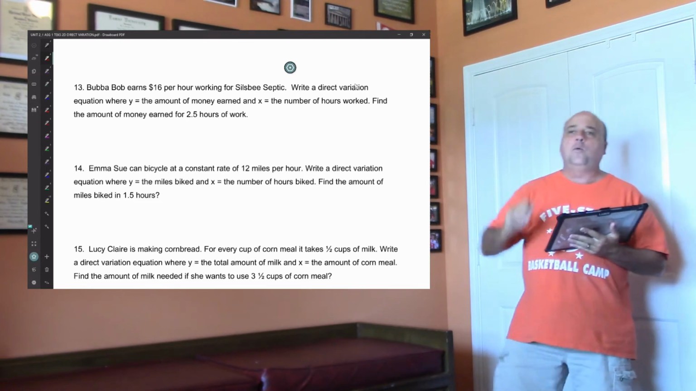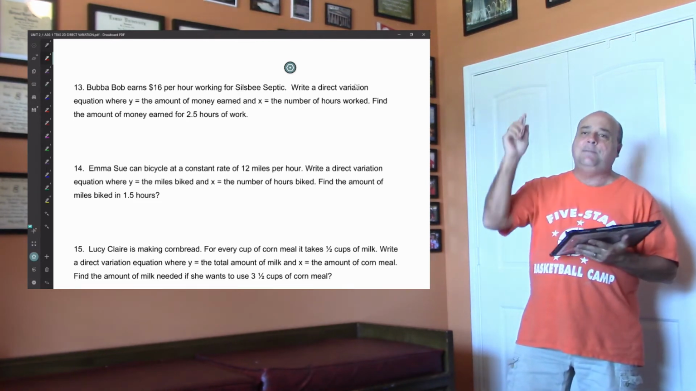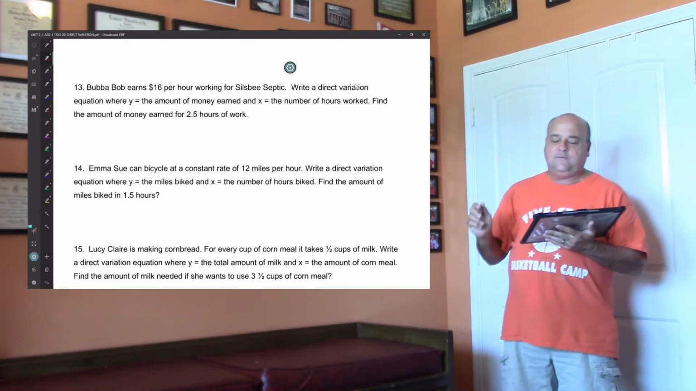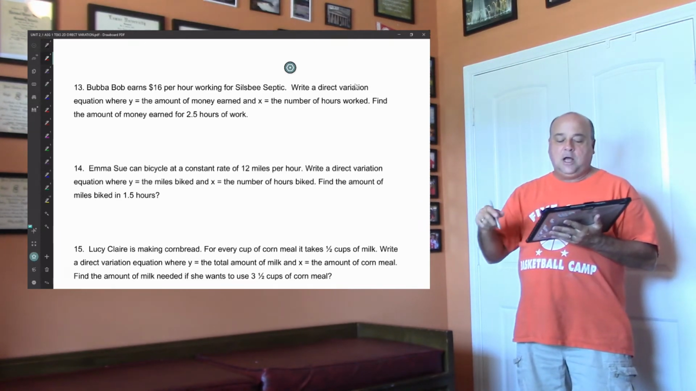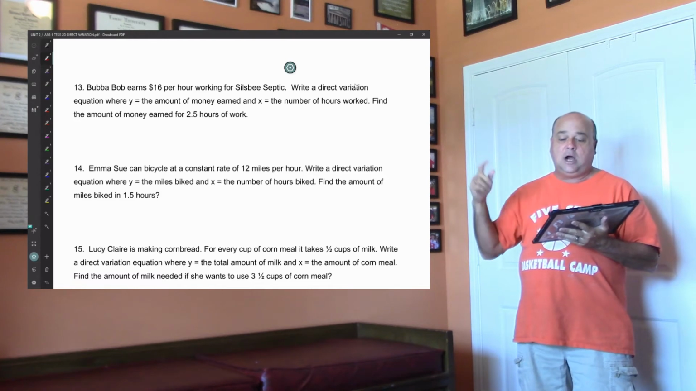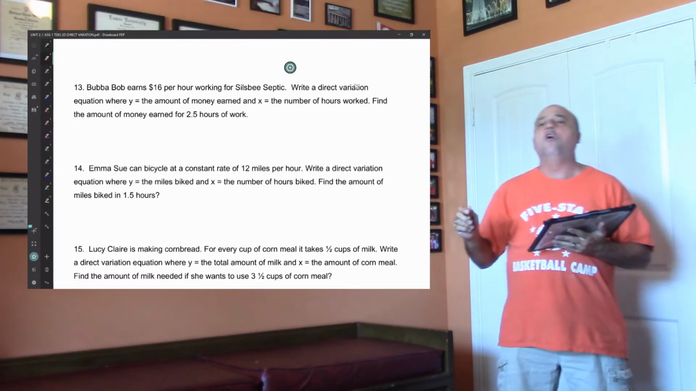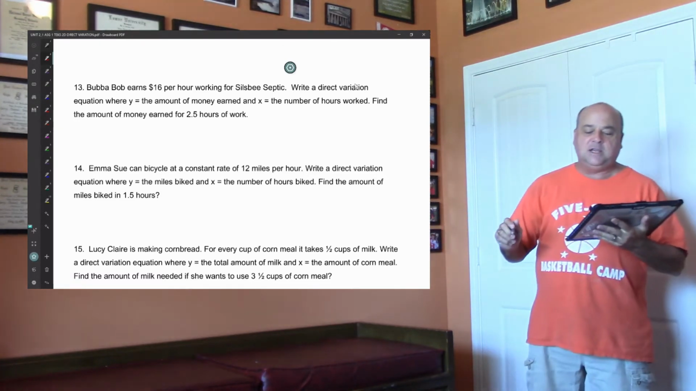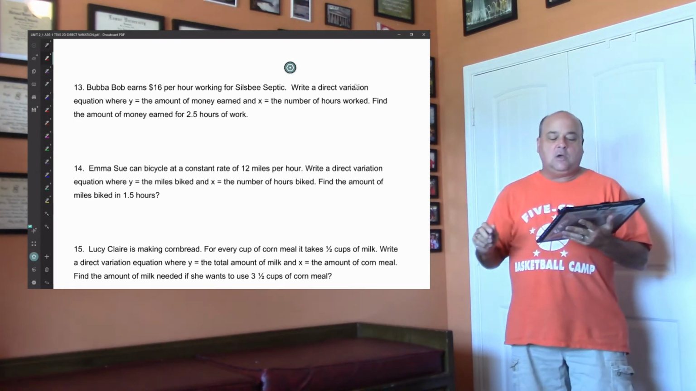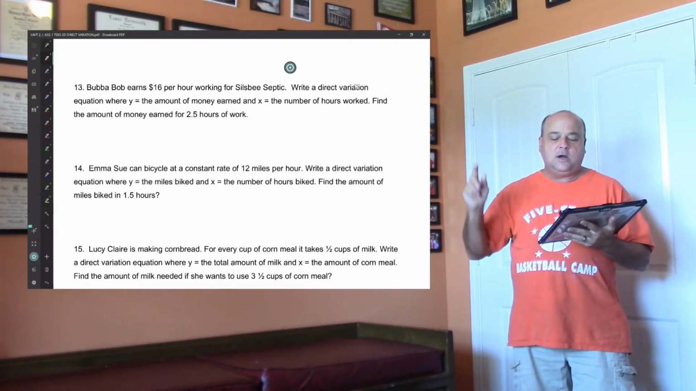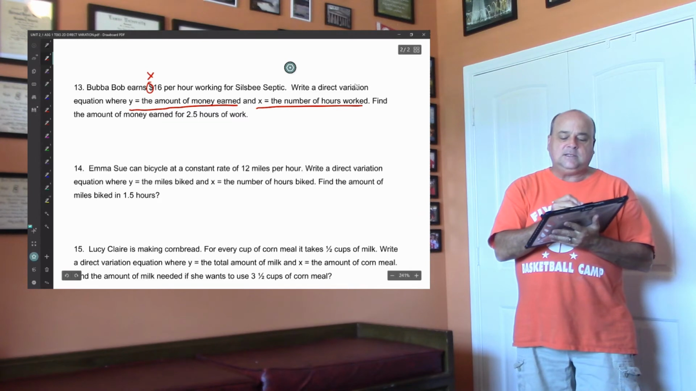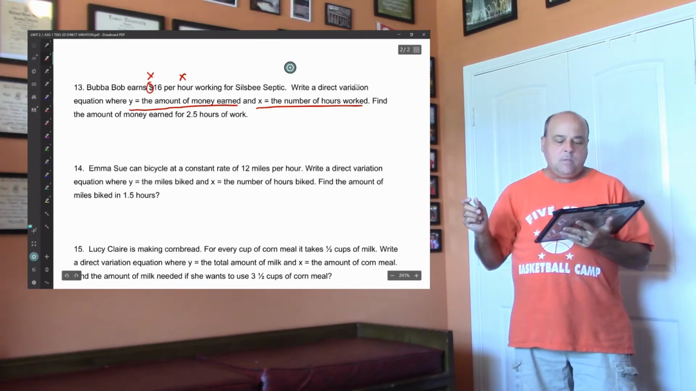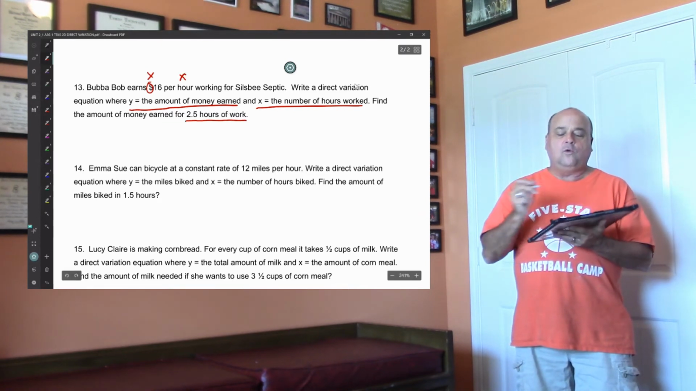And these are proportion problems. And we're going to set this up not with a proportion, but in direct variation. And notice I give you the y and x each time. So on the problem, Bubba Bob earns $16 per hour working for Silsbee Septic. That's a manly man job. Write a direct variation equation where y equals the amount of money earned and x equals the hours. So y is the dollars and x is the hours, right? Okay, then find the money for 2.5 hours.